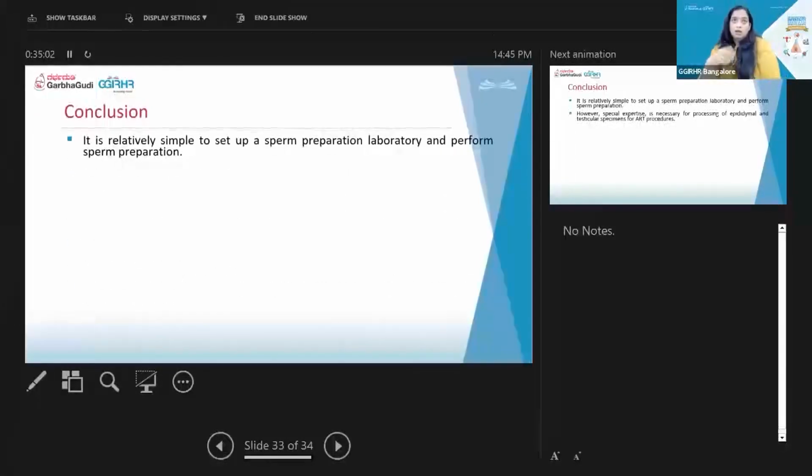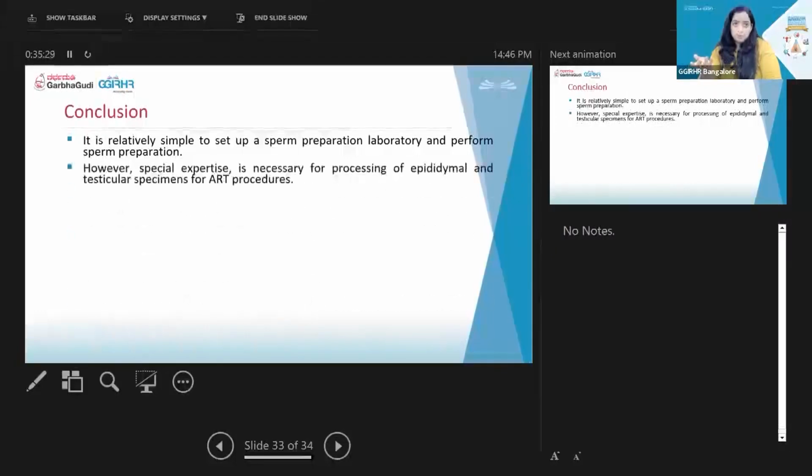So in the end, I'll be concluding by saying we spoke about the different methods that we use in an IVF laboratory, and what modifications you can do for a better recovery of the semen sample with viable and highly viable sperm with intact DNA. It is easy to set up a sperm preparation laboratory and perform sperm preparation.